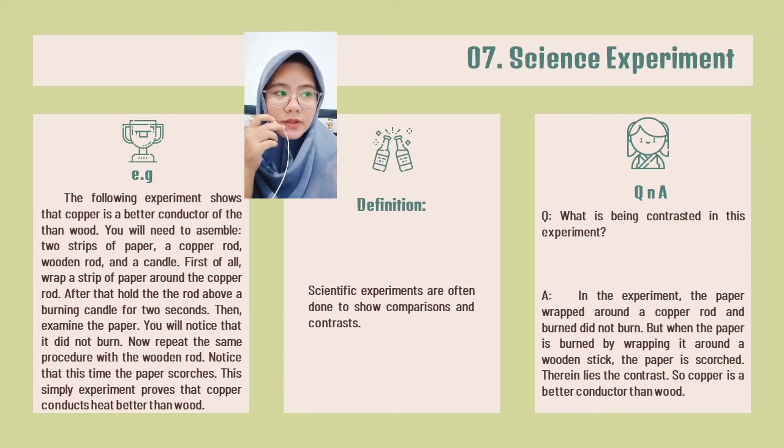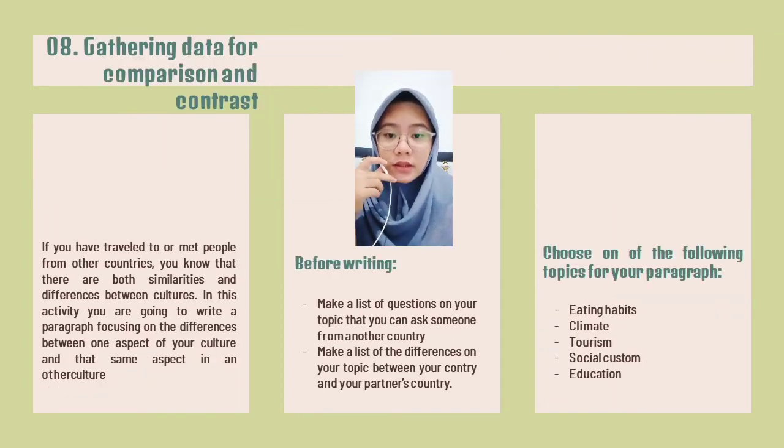What is being contrasted in this experiment? And my answer is, in the experiment, the paper wrapped around a copper rod and burnt didn't burn. But when the paper is burnt by wrapping it around a wooden stick, the paper is scorched. Therein lies the contrast. So copper is a better conductor than wood. This is the last material.